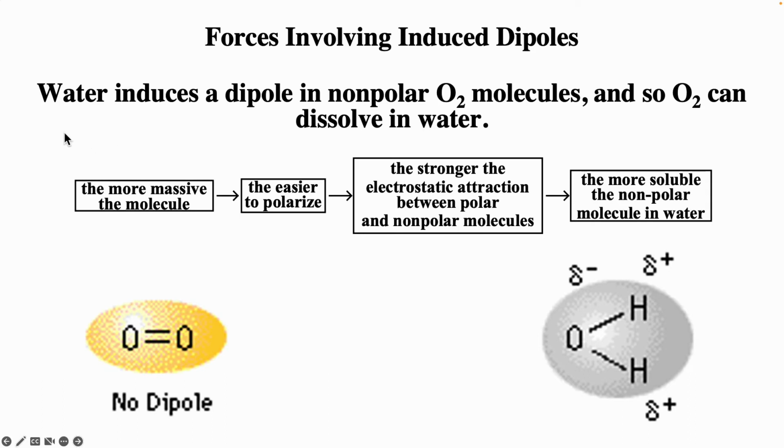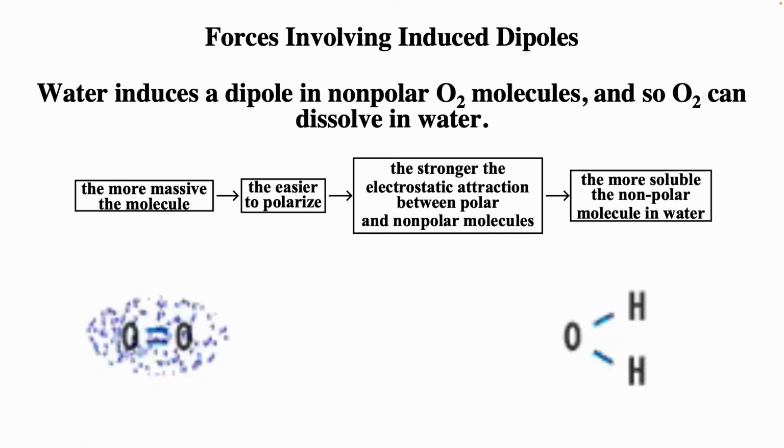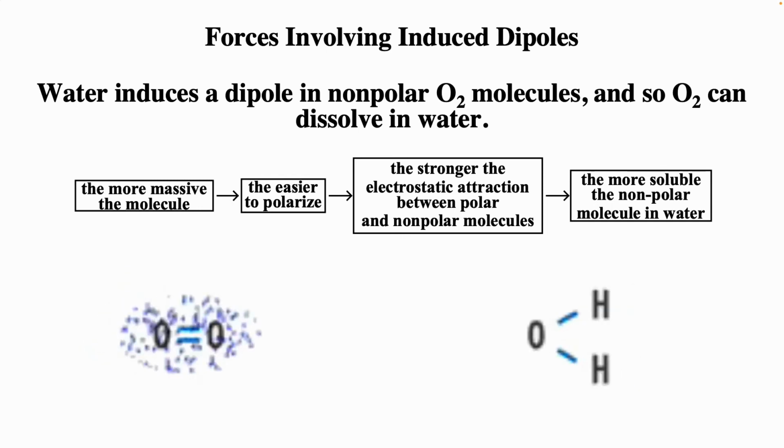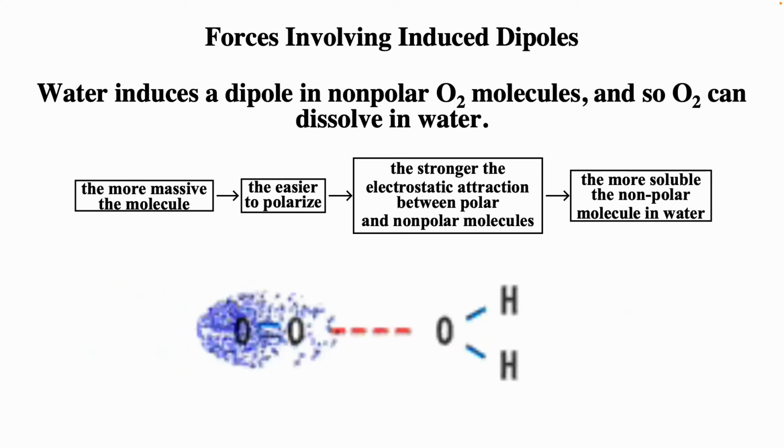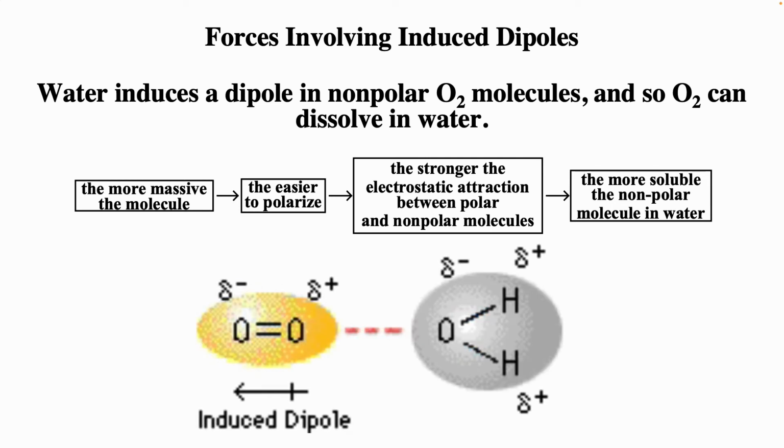On average, the electron cloud of an O2 molecule is distributed symmetrically across the molecule. The molecule is not polar. A water molecule, which is polar, repels the electron cloud, causing it to be asymmetrically distributed and thereby induces a dipole in the O2. This shift allows O2 to be weakly attracted to the water molecule. And so if it wasn't for this attraction between nonpolar molecules and water, there would be no gases dissolved in water.